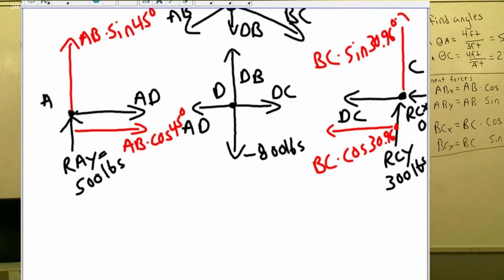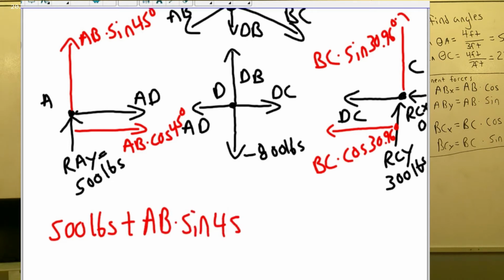So I'm going to go ahead and set up this equation. And I'm going to say that RAY, so 500 pounds, plus AB times the sine of 45 equals 0, our favorite number in statics. It has to be 0 because this thing is not accelerating or decelerating.